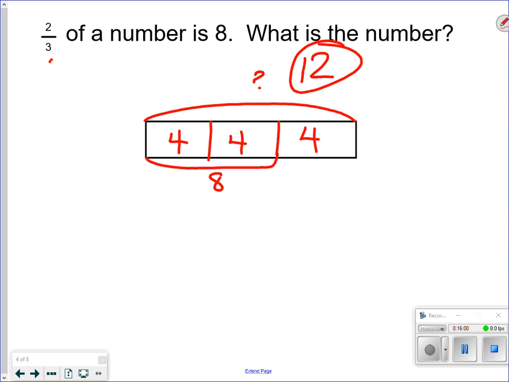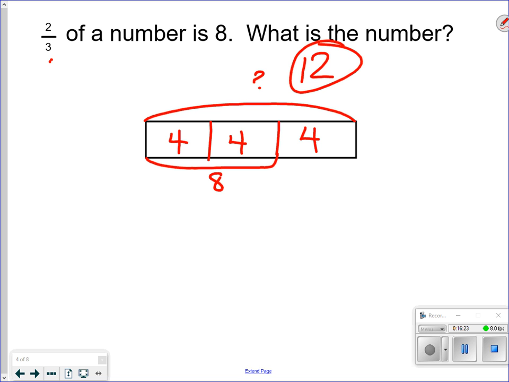So on these, doing the bar model really, really helps because it gives you that visual of going, okay, I've got 2/3, 8. Oh, okay, so what 2 numbers make 8? 4. So it just really helps you see what you've got to put together.